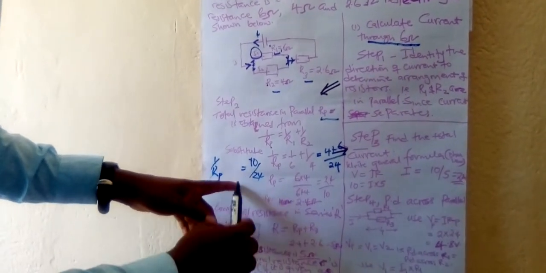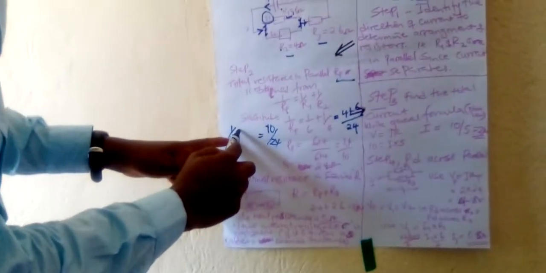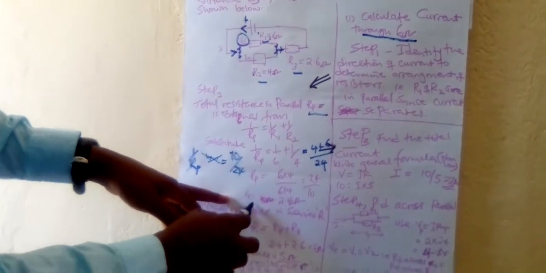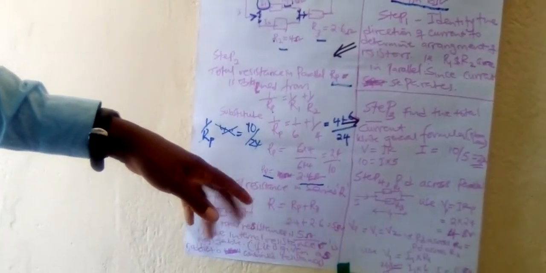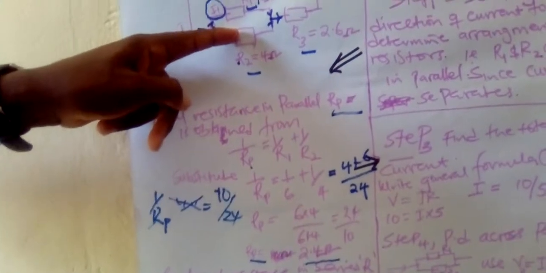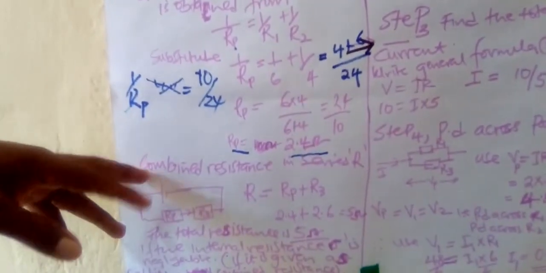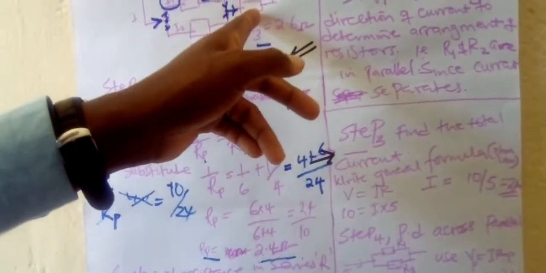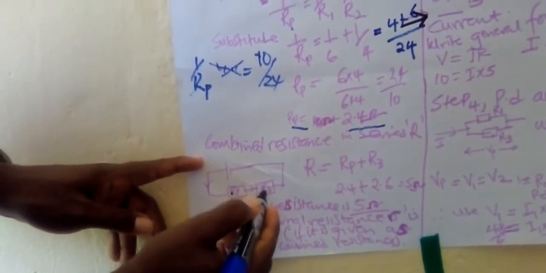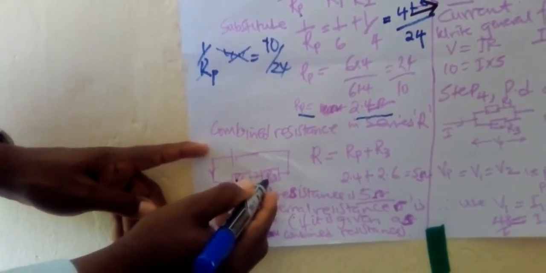Now that means that we have to take the reciprocal, or you cross multiply. So when you take the reciprocal, we say our RP is equal to 2.4. Now you have combined these two resistors. They are combined. So you are left with, remember, you've not combined all of it since this one is not inclusive. So when you combine, you have this RP, and then you also have this R3.